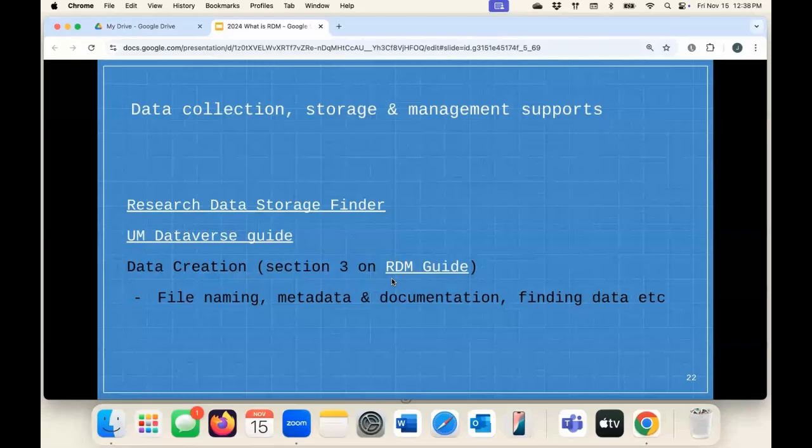When we're talking about supports, the Research Data Storage Finder is a tool that we'll talk about in the RDM tools session that's next week. But essentially it gives you a bunch of options of places that you could store your data and some examples of when that would be the right choice.